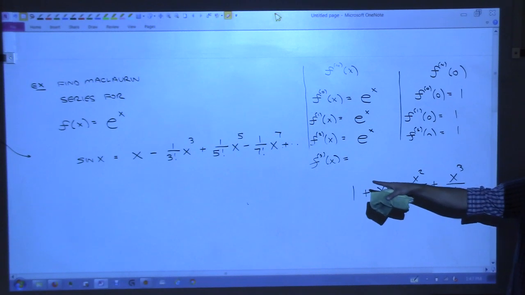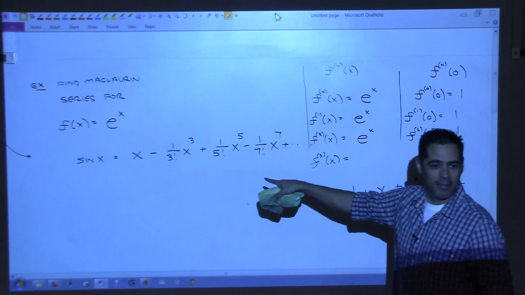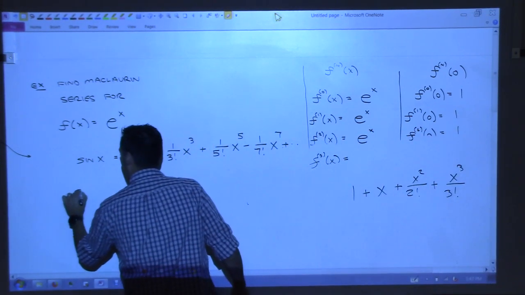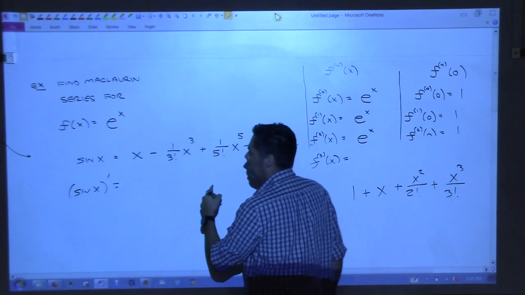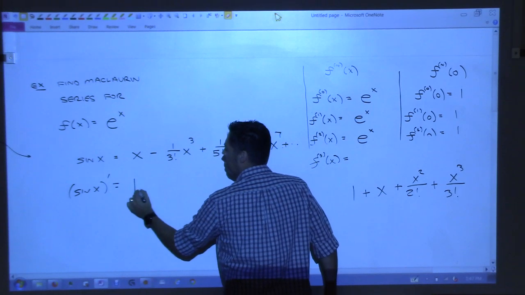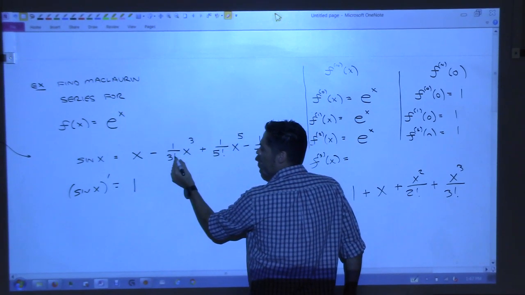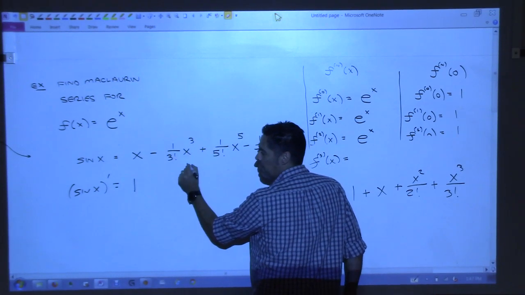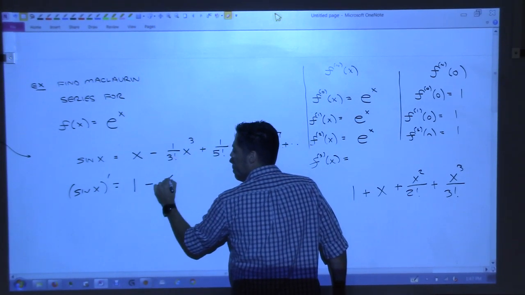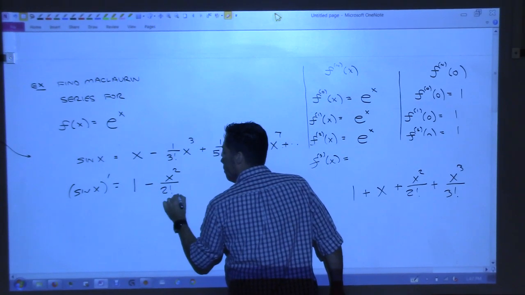Okay, take its derivative. Take the derivative of this. What should you get? Cosine. Let's see. Take the derivative of that, we get 1. Okay, remember that's a factorial, right? So when the 3 comes out, it cancels with the 3, and we're left with the 2 factorial down there, aren't we? So minus x squared over 2 factorial.